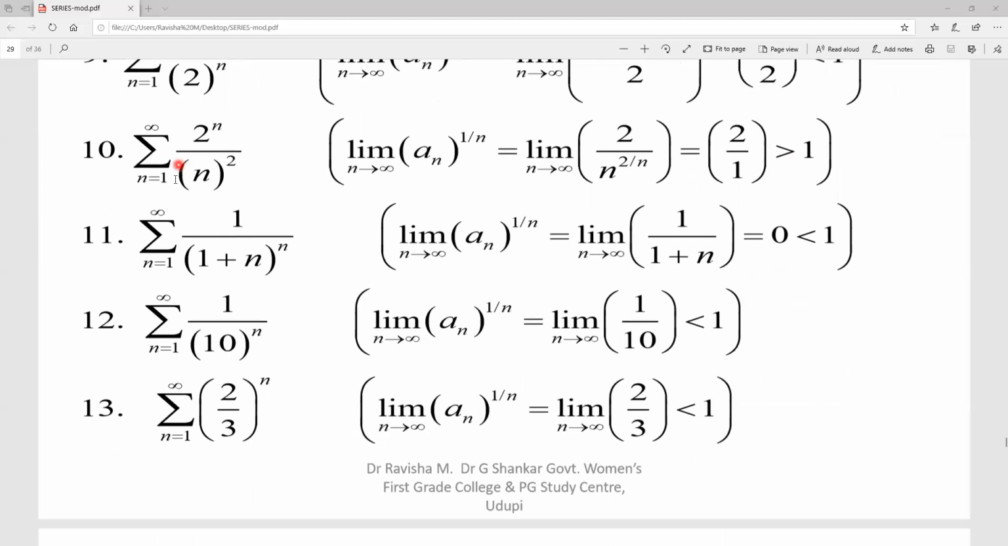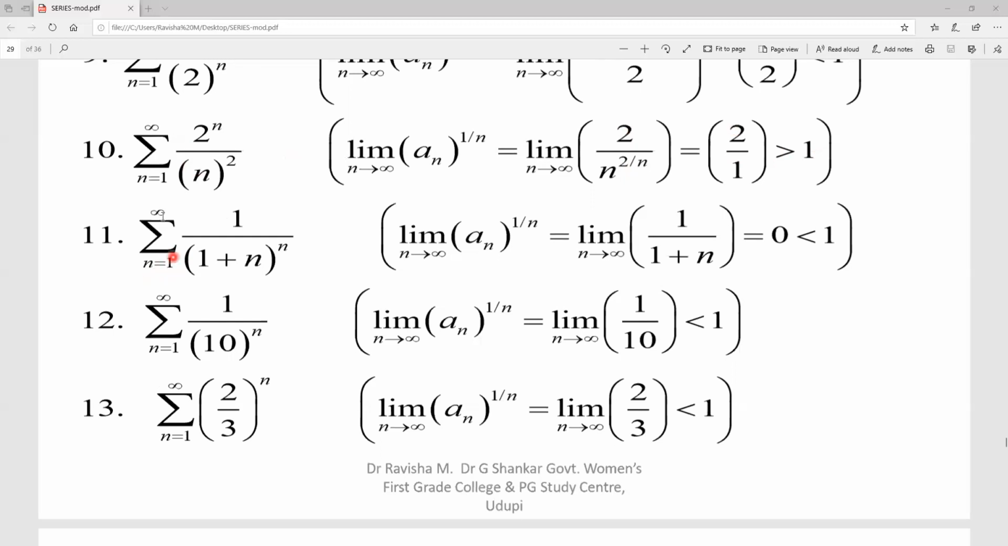Let us consider the next series: sum from n equals 1 to infinity of 2 power n by n squared. The nth term is this. Again this series has the power n, so let us apply the root test here. So we have 2 by n to the power of 2 by n. When n tends to infinity, this term goes to 1, so 2 by 1 is greater than 1. Therefore the series is divergent by the root test.